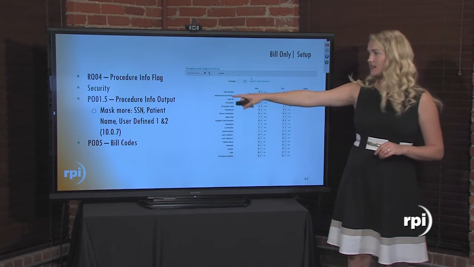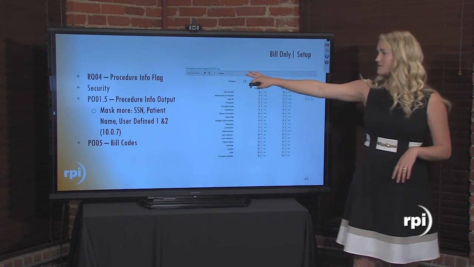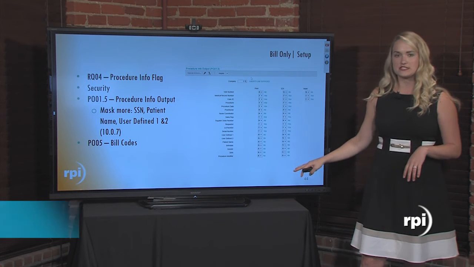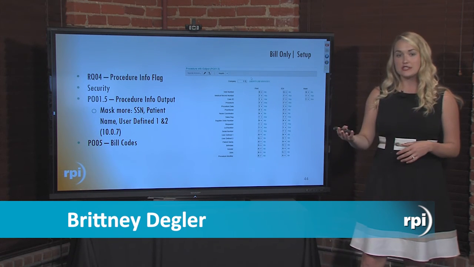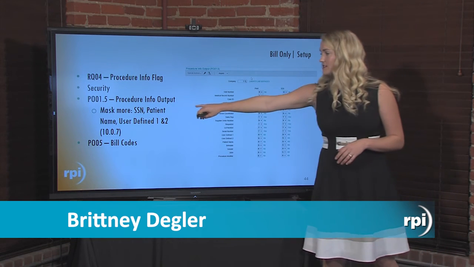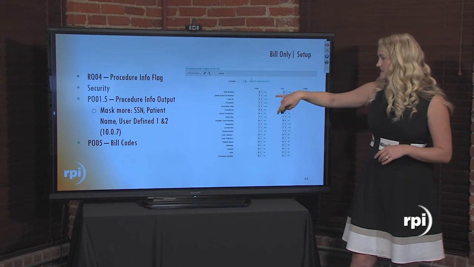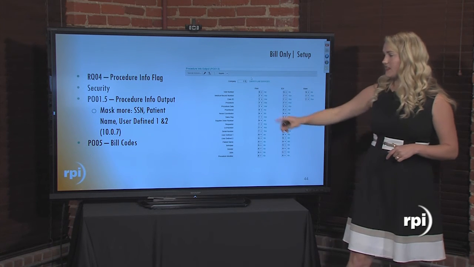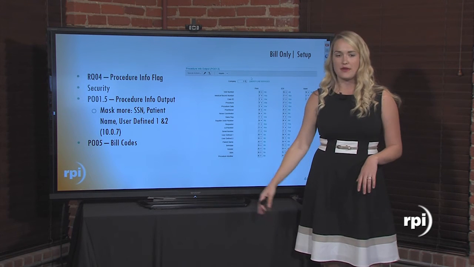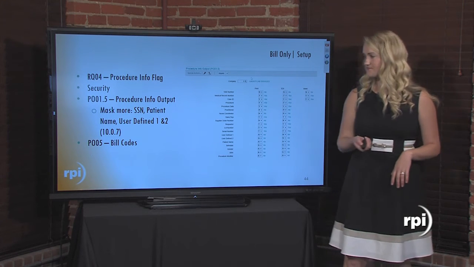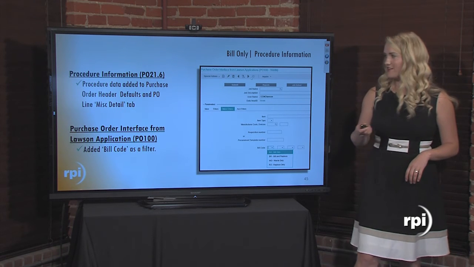So RQ04, that's where you actually flip the flag. You've got some security in place. And this is your PO01.5 where you can actually decide what fields you want included in that procedure information. And the newest update in 10.07, there's actually some masking that they've added. They had it originally for visit number, medical record number, and case ID, but they added it for patient name, social security number, and a couple user-defined fields. Don't want that secret information getting out.